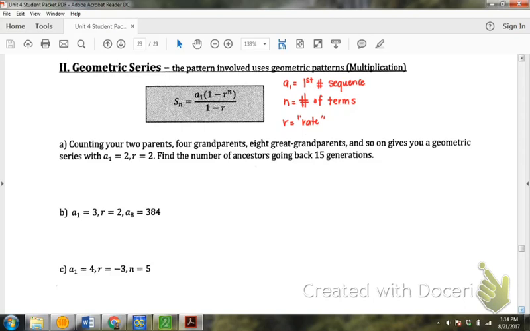Counting your 2 parents, your 4 grandparents, we're not talking steps, just your 4 grandparents, your 8 great-grandparents, and so on, gives you a geometric series where you start with 2 people, right? You're starting with your parents, 2 people. And your r is 2. That means it's doubling each time. How many ancestors do you think you're going to have after 15 generations?